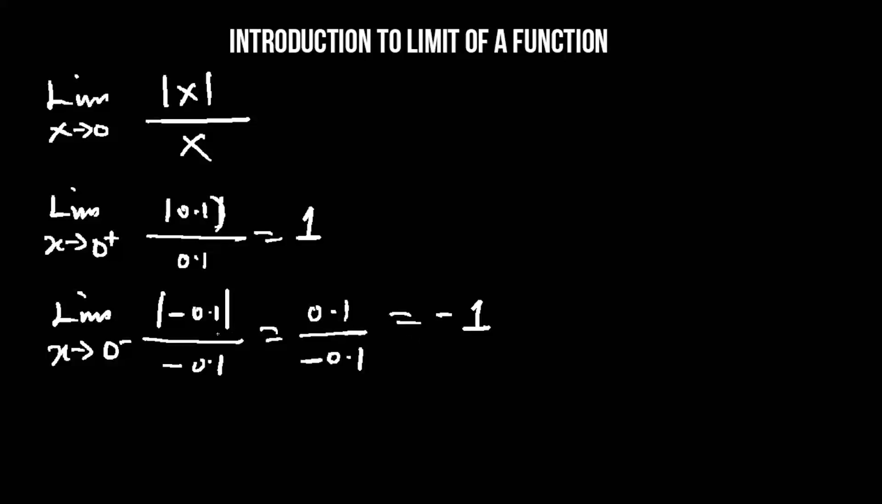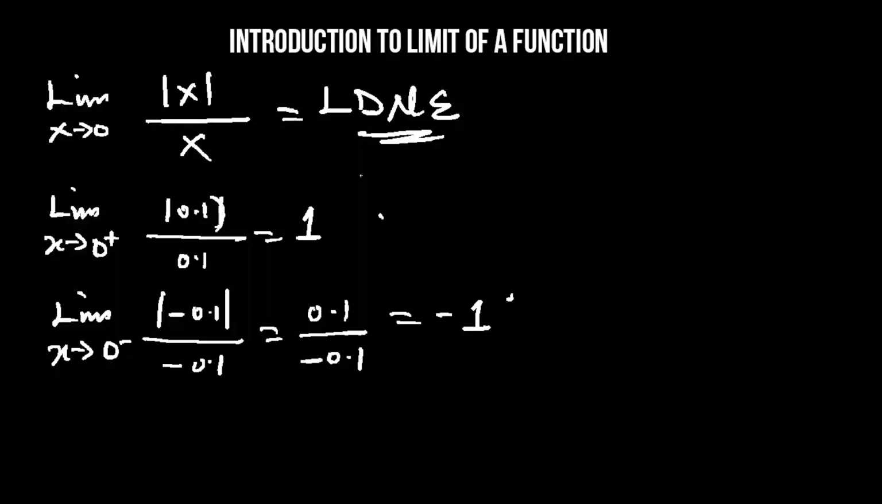So if you look at it now, when x is approaching 0 from the right hand side, the result is 1. But when x is approaching 0 from the left hand side, the result is negative 1. Since this and this are not equal, that simply means that this limit does not exist. I hope you understand this now. The limit does not exist. And that's how to check if a limit exists or not.